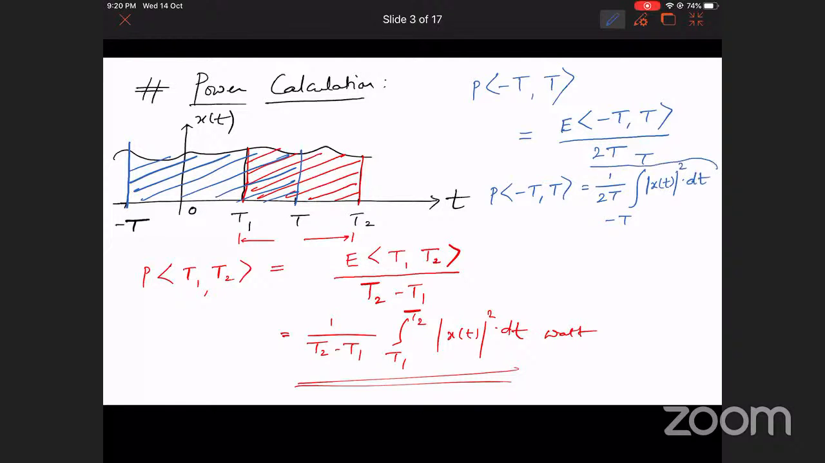And of course the unit is what? So what is the unit? Okay, so I hope you are understanding this.